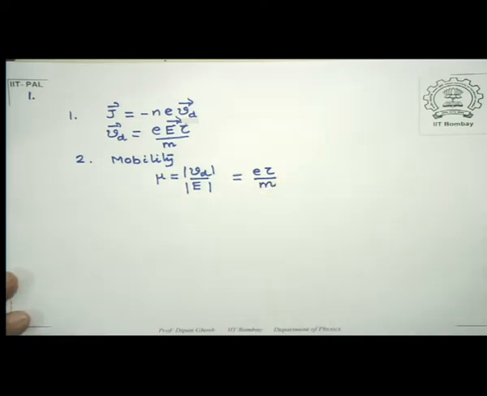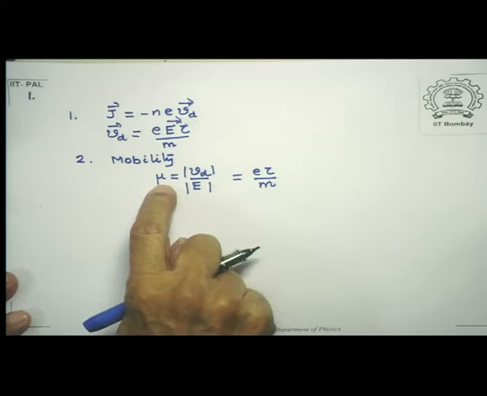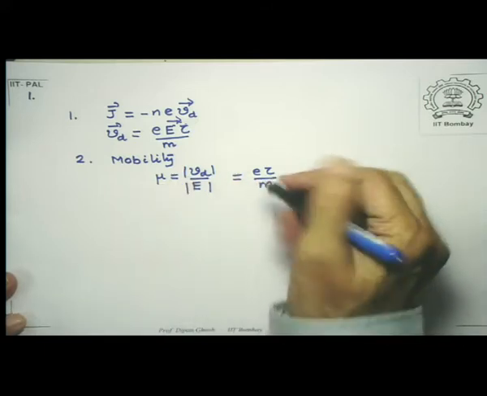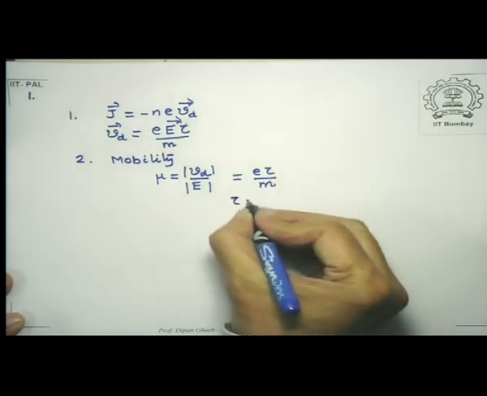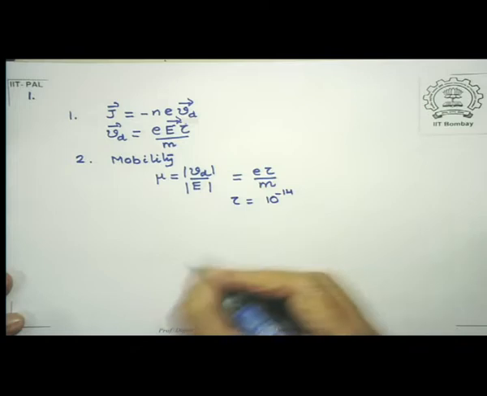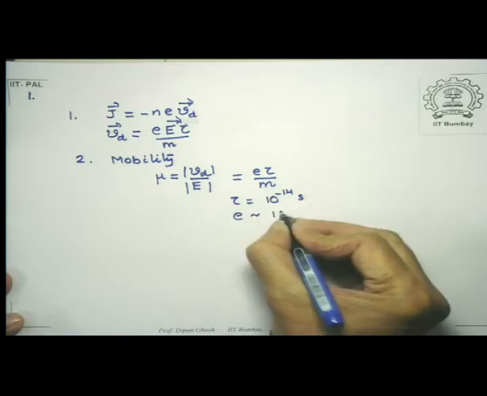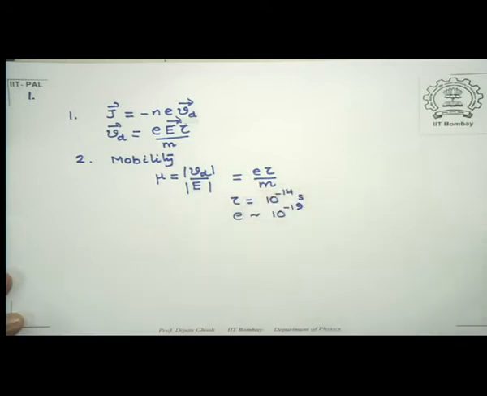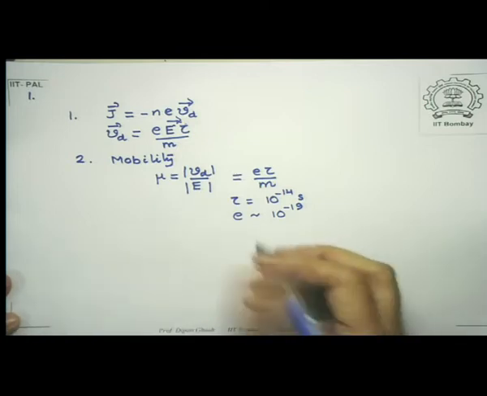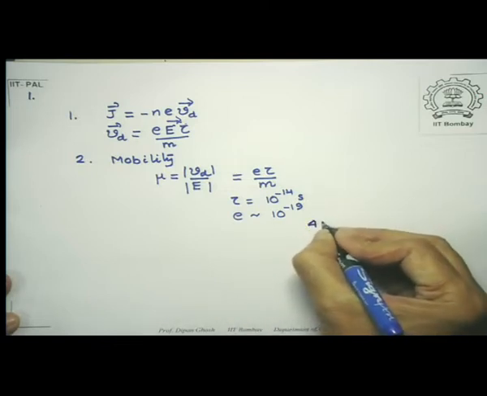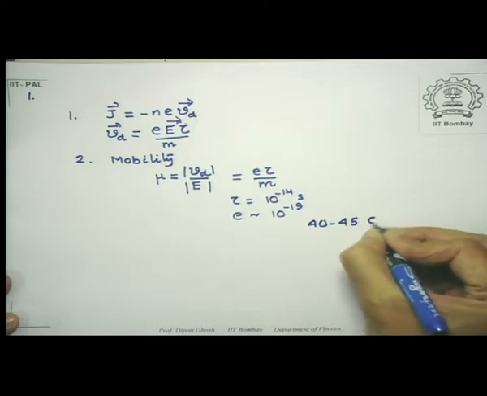relaxation time. The mobility is rather a small quantity in case of metals, because we have seen that tau is of the order of 10 to the power minus 14 seconds, or minus 14, minus 15 seconds, and the electron charge is 1.6 times 10 to the power minus 19. In spite of the fact that the mass of the electron, which is about 10 to the power minus 30, is in the denominator, we still get a number of the order of a few tenths of centimeter square per volt second. We in fact calculated for copper, it was found to be 40 to 45 centimeter square per volt second.